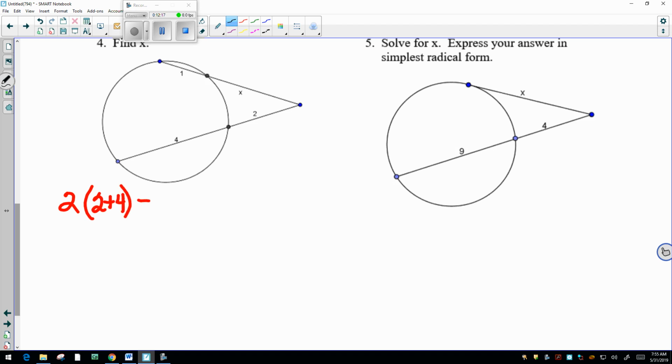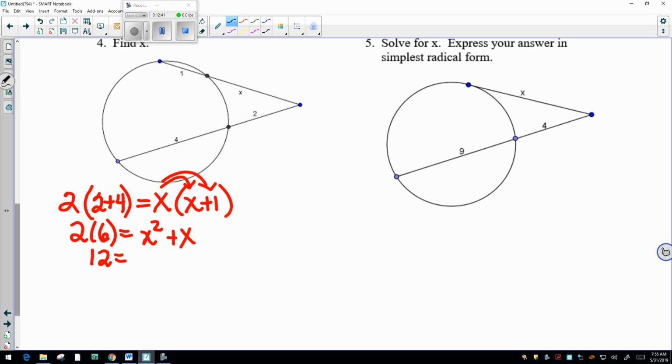Okay, go to the top. Outside is x. Whole thing added up, x plus 1. Okay, so now we have an equation and we can solve. So we have over here 2 plus 4 is 6. And with this, we want to think distribute to both parts. So I have x squared plus x. Okay, so simplifying, I have 12 is equal to x squared plus x.